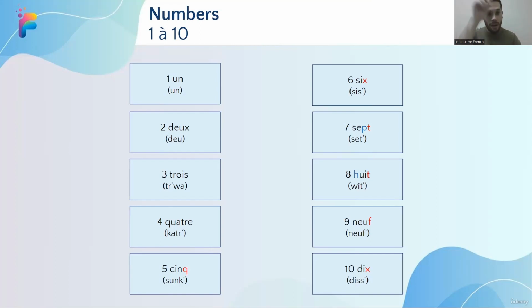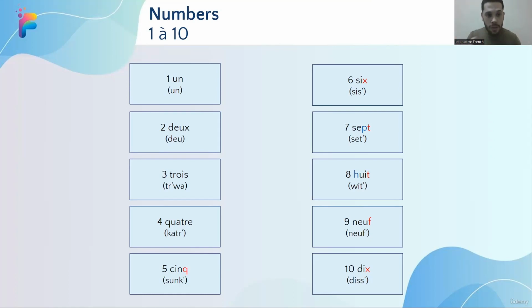Okay? So now all the numbers from 1 to 10, repeat after me. 1, 2, 3, 4, 5, 6, 7, 8, 9, 10. Okay? Faster. 1, 2, 3, 4, 5, 6, 7, 8, 9, 10.